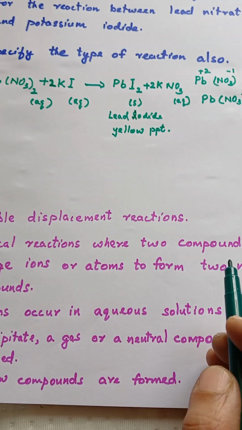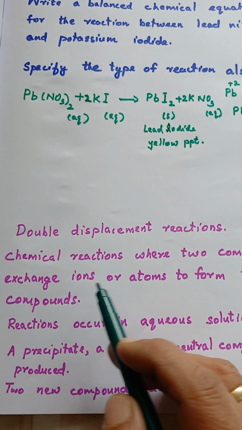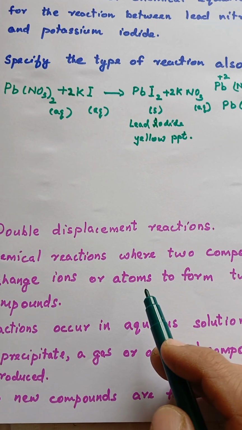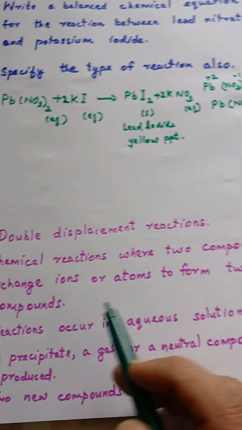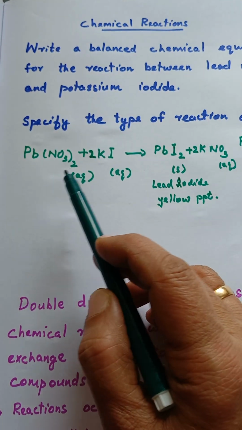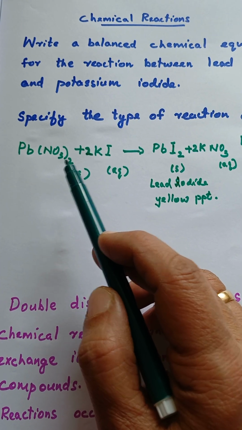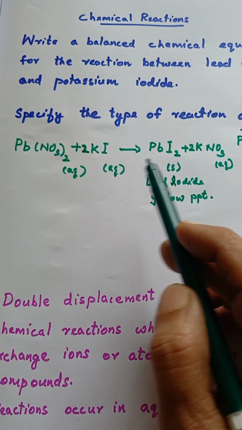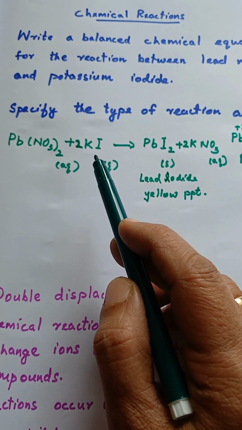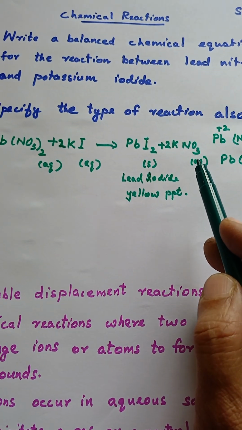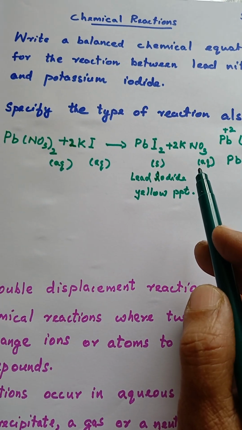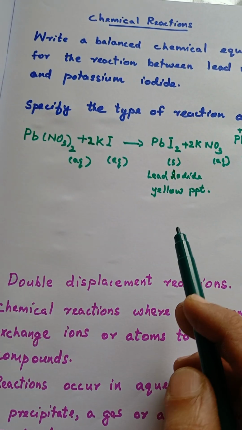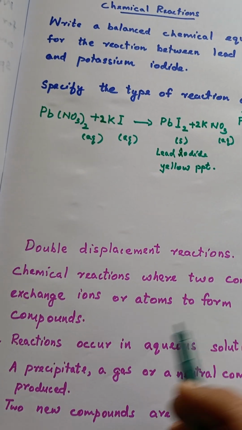Now some characteristics of this reaction, or these double displacement reactions. Chemical reactions where 2 compounds exchange ions or atoms to form 2 new compounds. You can see that lead nitrate was one of the reactants. Here it is lead iodide, and potassium iodide was one of the reactants. Here it is potassium nitrate. So 2 new compounds are formed by the exchange of ions or atoms.